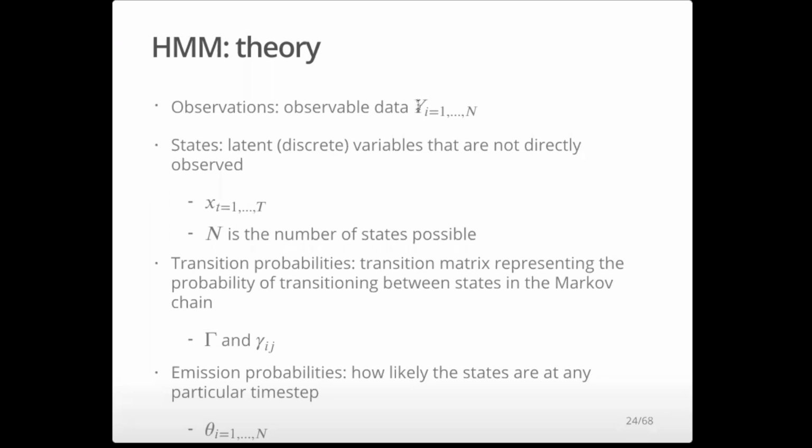Our focus is on our estimates of gamma, and then also on what people who work with HMMs call emission probabilities, which are, if we generate a sequence of states, how likely are states at any particular time step? So what's the probability that X is in state 2 at time step 37, or what's the most likely sequence of states for the system?